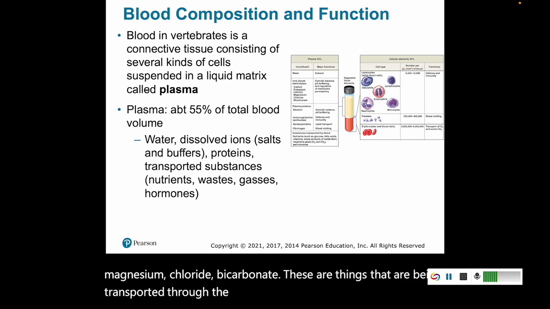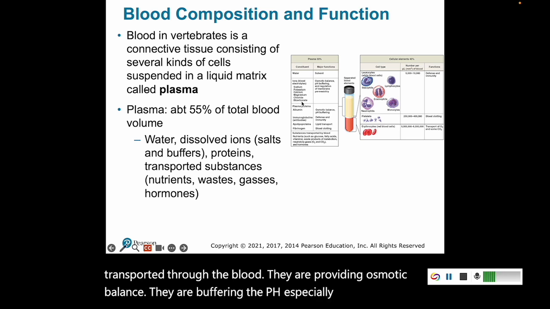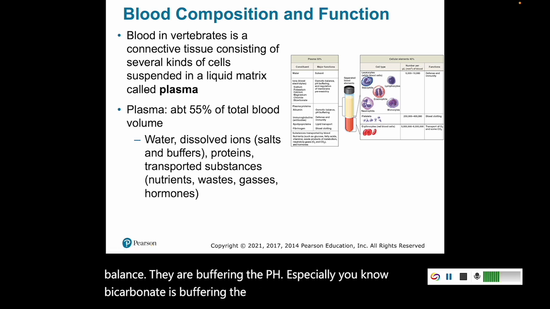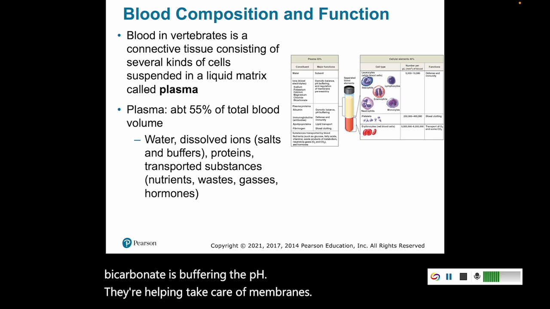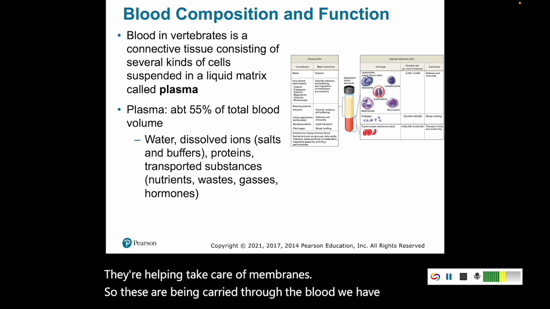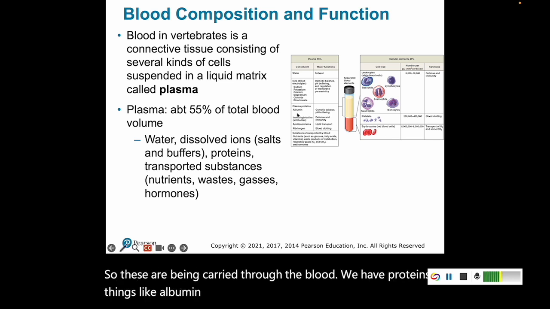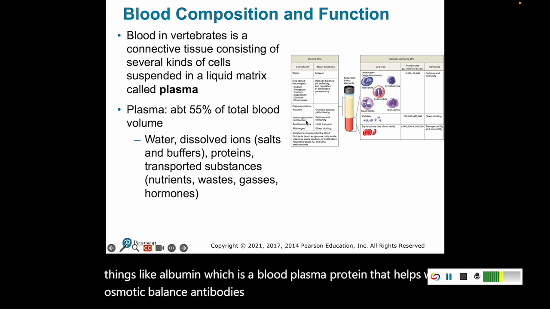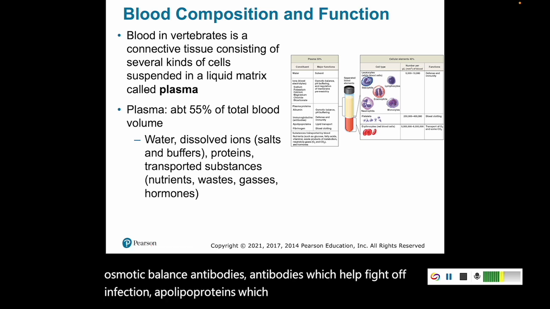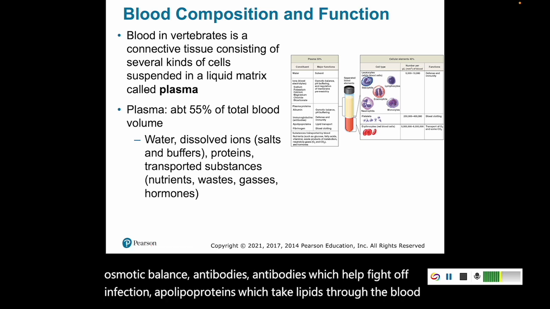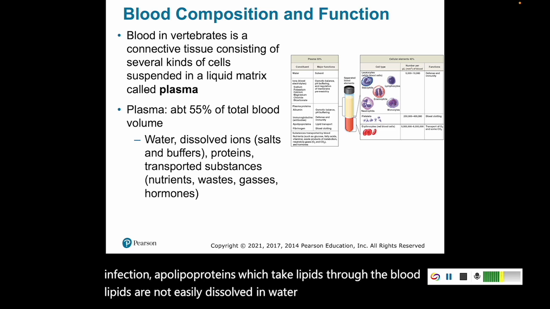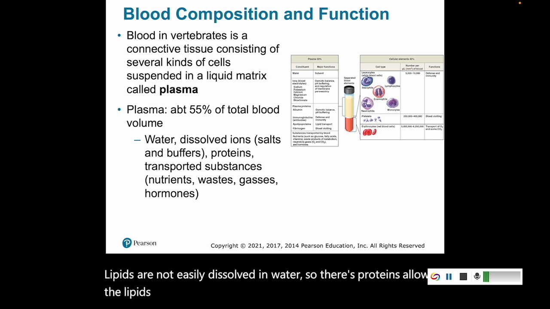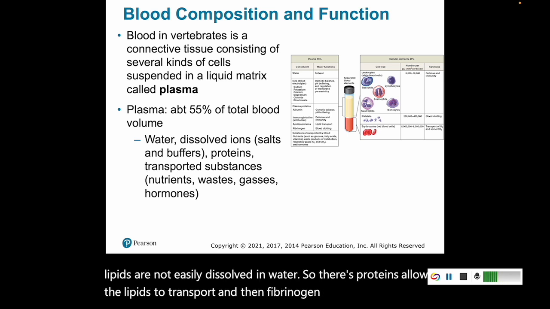They are providing osmotic balance. They are buffering the pH, especially bicarbonates buffering the pH. They're helping take care of membranes. So these are being carried through the blood. We have proteins, things like albumin, which is a blood plasma protein that helps with osmotic balance. Antibodies, which help fight off infection. Apolipoproteins, which take lipids through the blood. Lipids are not easily dissolved in water, so those proteins allow the lipids to transport. And then fibrinogen, which is involved in clotting blood.